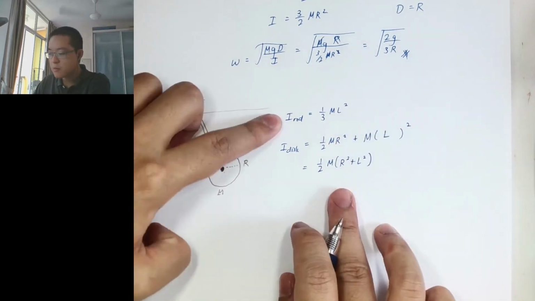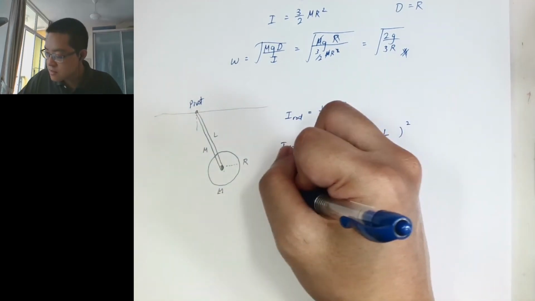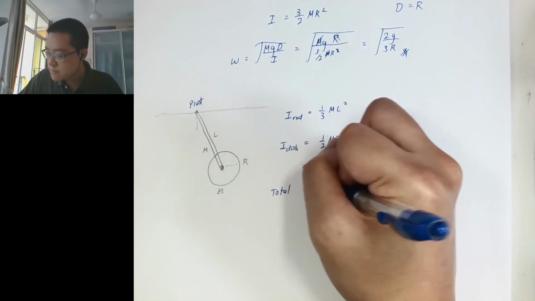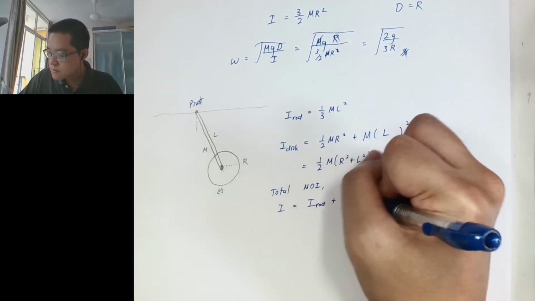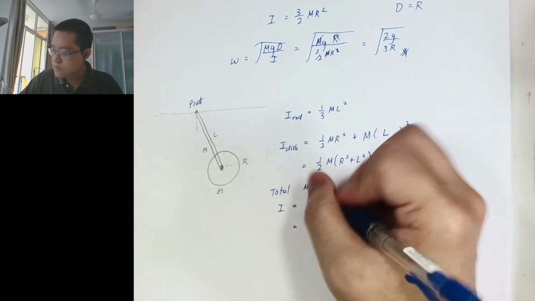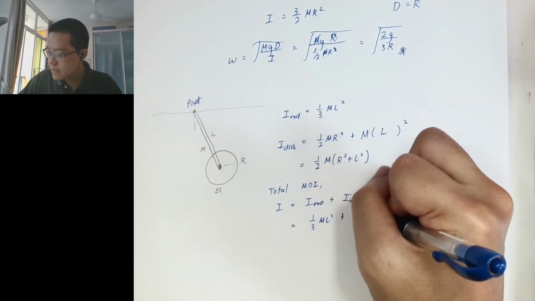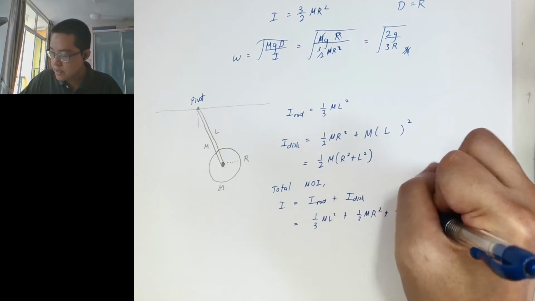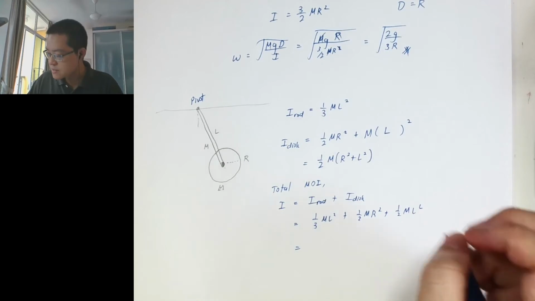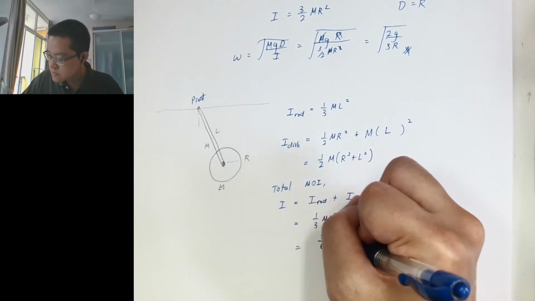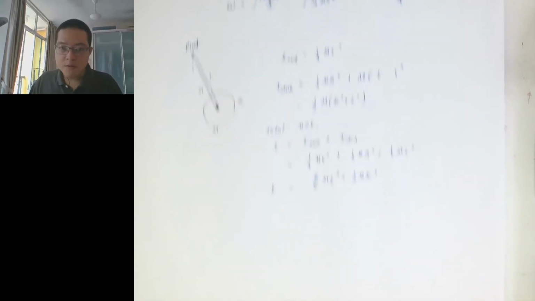Okay, so I got the moments of inertia for the rod and for the disk. So the total moment of inertia of the system is rod plus disk. So we got 1/3 ml square, and then plus half mr square plus another ml square. So this term will give me 5 over 6. Am I right? So 5 over 6 ml square plus half mr square. So this is my total moment of inertia.